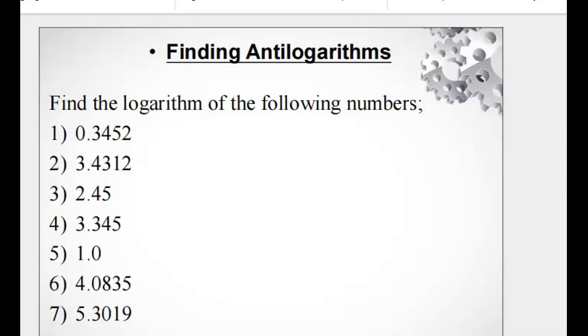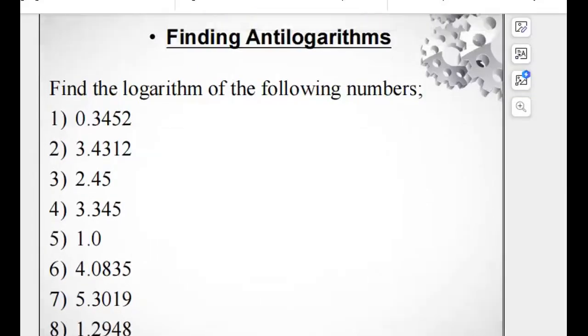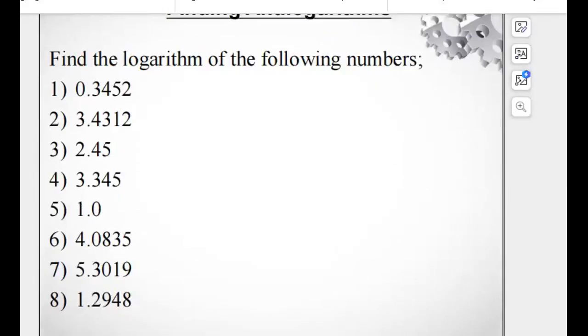Okay, now we are on the next slide, finding anti-logarithms. We are asked to find the anti-log of these numbers here. Now, how do we find the anti-log? There is a table for anti-log separately in the 4-figure table.